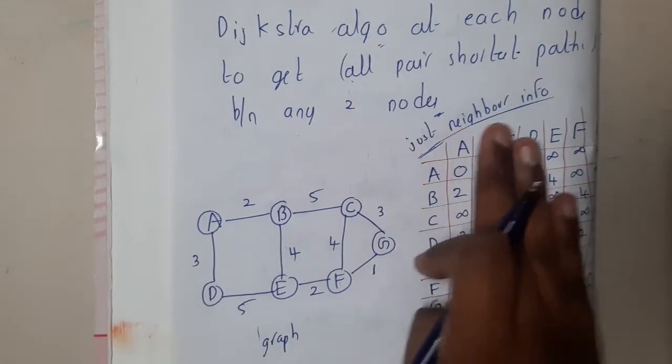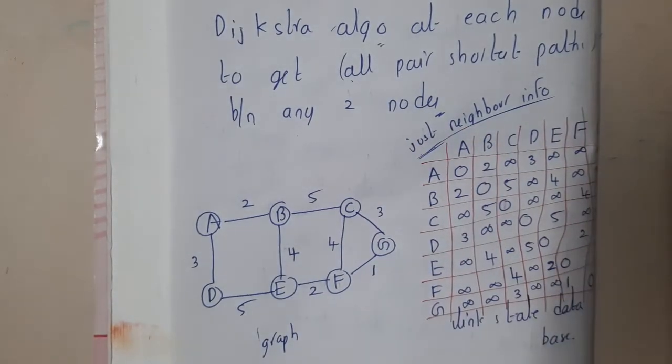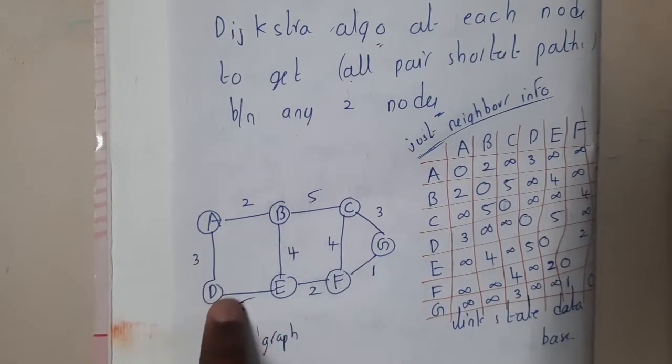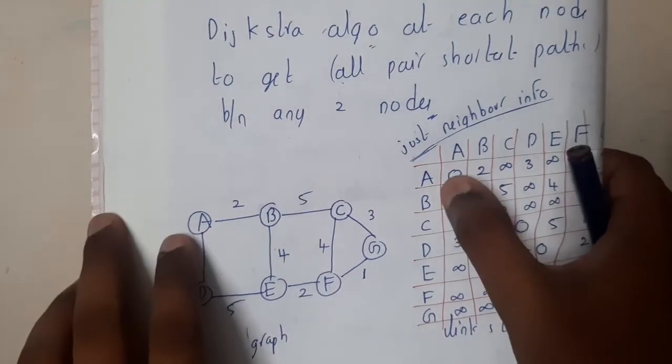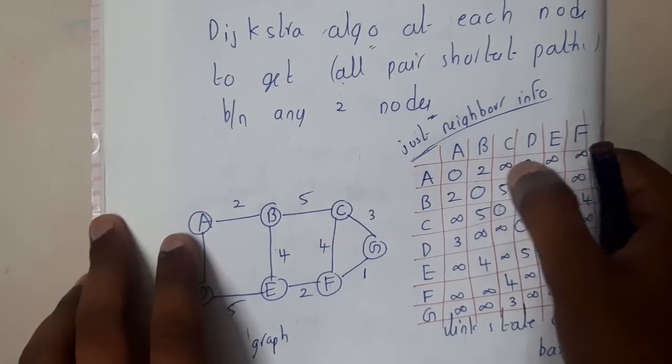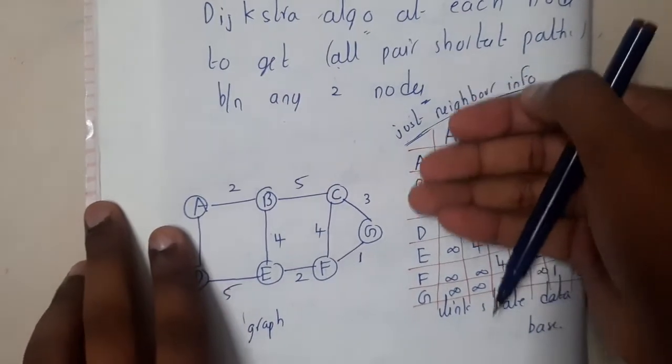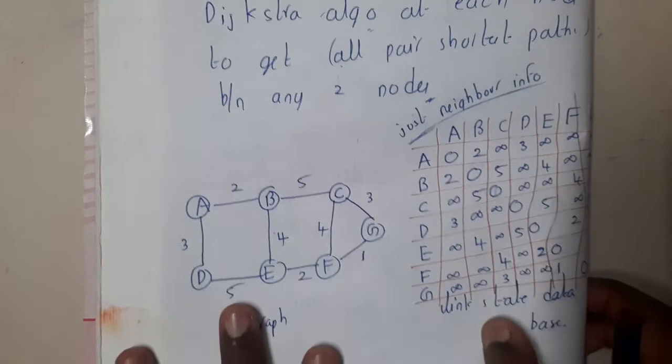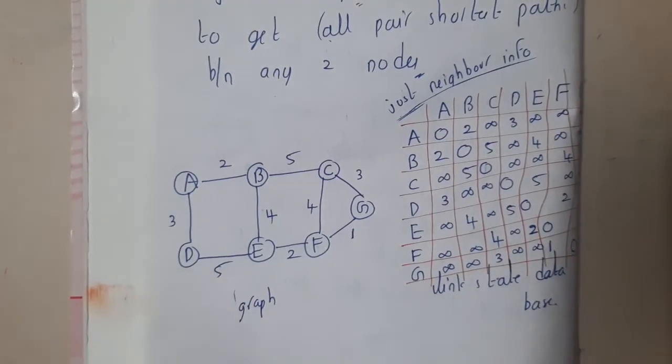The first thing we do, when this type of diagram is given, is draw all the neighbors' distances, guys. From A I can go to B, I can go to D. So I will write from A I can go to A at 0, to B at 2, to D at 3. In the rest of the places I will write infinity. In this way you fill a table, and this table is called the link state database, guys.